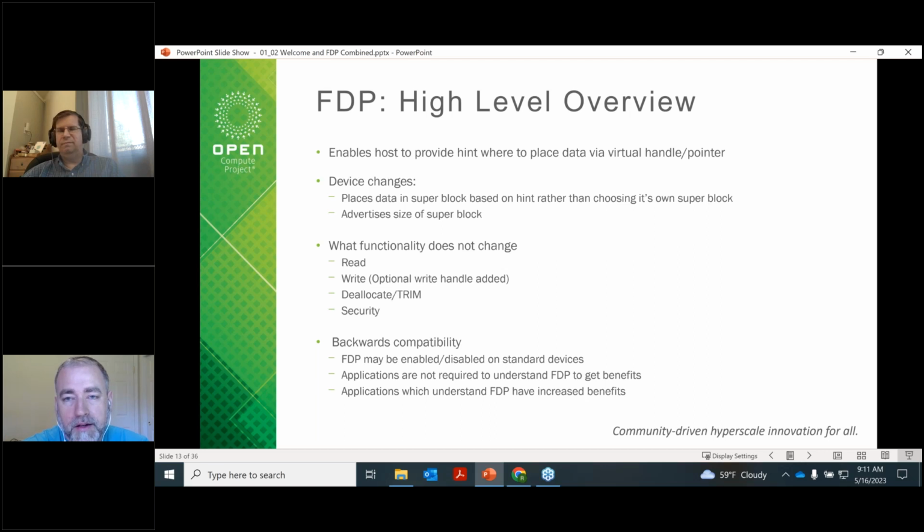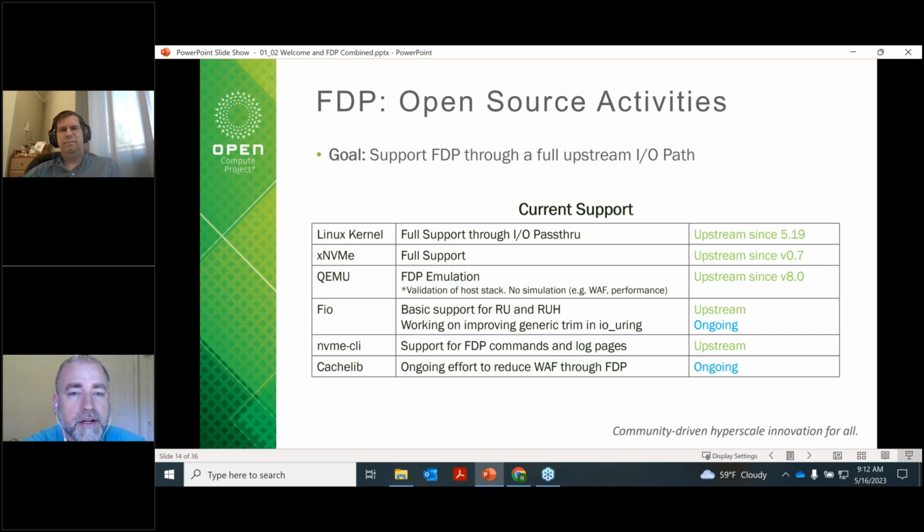So what doesn't change? Reads are totally unimpacted. Writes have an optional tag that you can put. You don't have to provide a specific tag. Deallocates and trims are unimpacted. Security is unimpacted. One of the big benefits of this is backwards compatibility. It could be enabled on stock standard devices as an incremental functionality. Applications aren't fundamentally required to understand FDP to get some benefits, but applications that do fully understand FDP have the ability to increase those benefits and really optimize for FDP functionality.